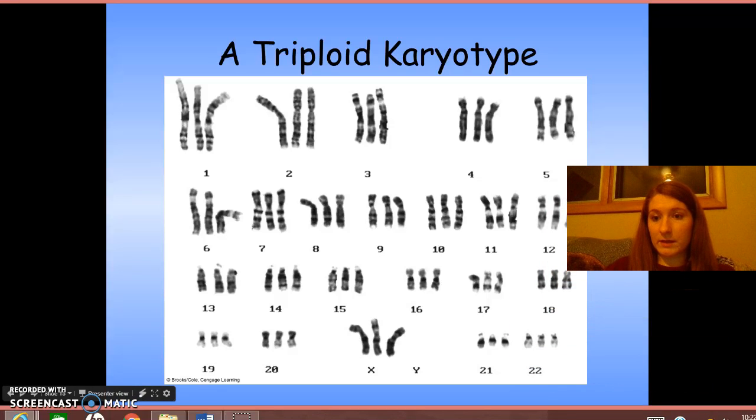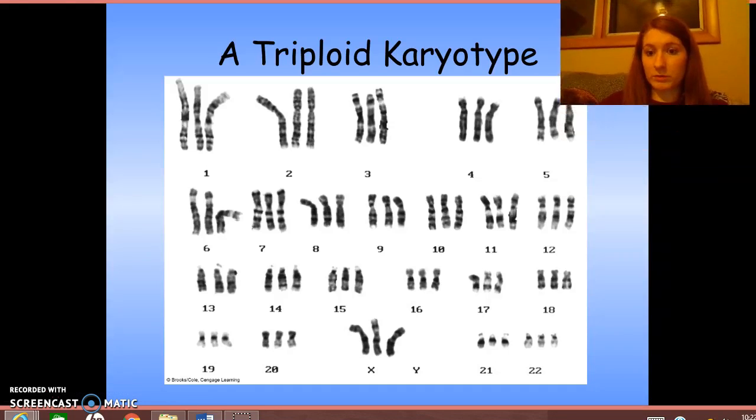Here's an example of a karyotype showing you the extra chromosome for each one for a triploid. As you can see, there are 3 chromosomes for each chromosome number instead of only 2. And this would be a girl because it has 3 X chromosomes and no Y.